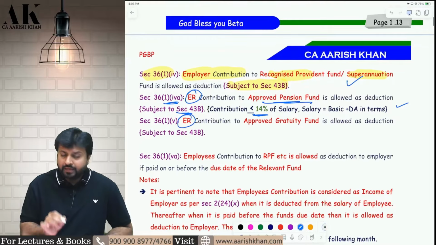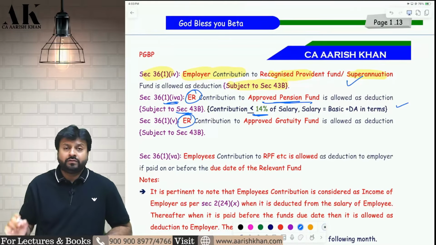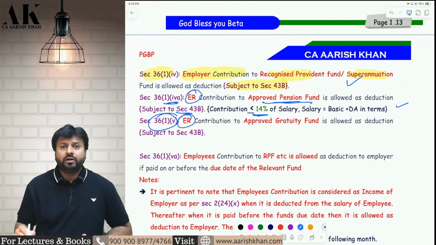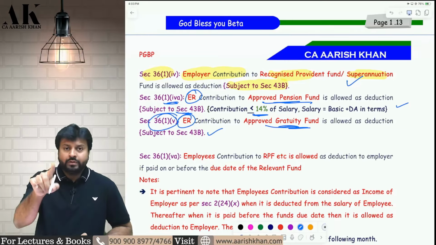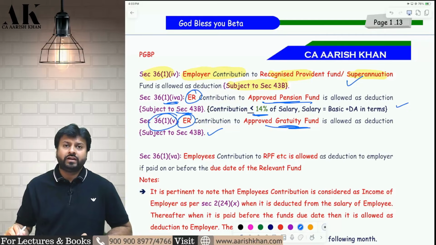But you have to contribute till the due date of filing of return. You cannot do it late, subject to 43B. Similarly, 36(1)(v), if an employer contributes to an approved gratuity fund, then that is also allowed as deduction. Again, you have to make the contribution till the due date of filing of return.